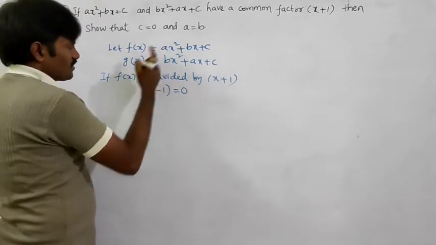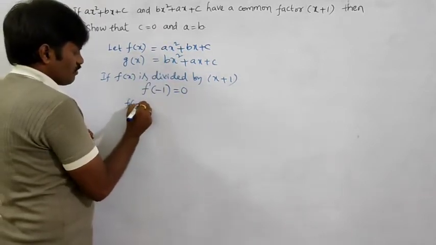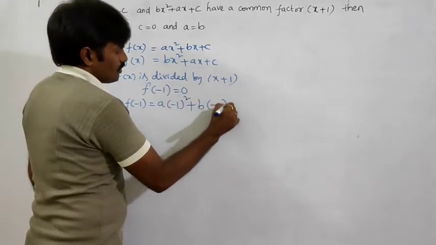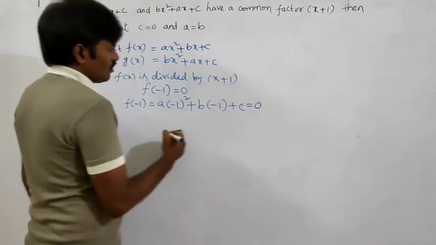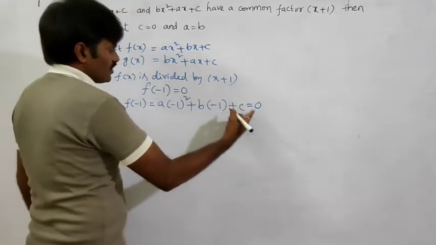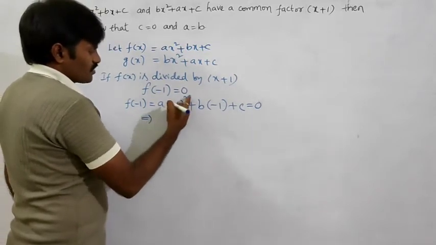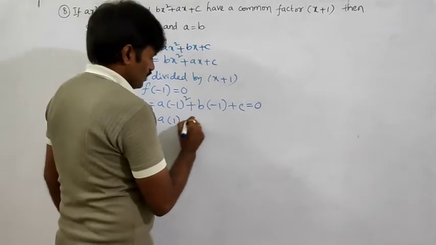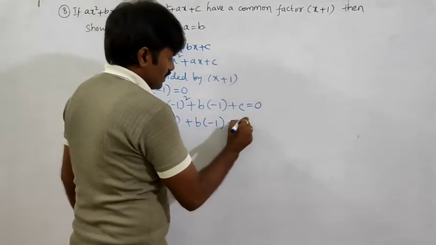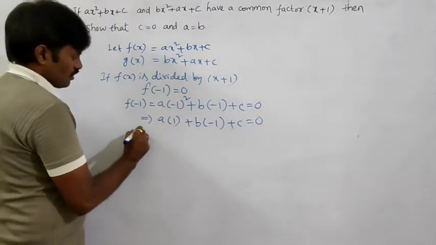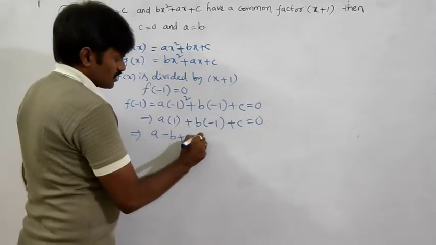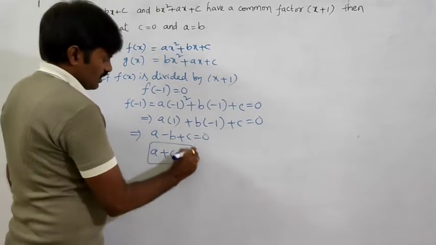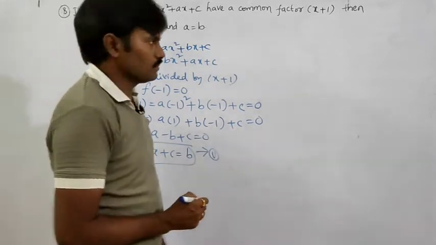Now put the x value minus 1 in the f of x, then f of minus 1 is equal to a into minus 1 whole square plus b into minus 1 plus c, that is equal to 0, because f of minus 1 value is 0. Minus 1 whole square value is plus 1, plus b into minus 1 plus c, that is equal to 0. So from here a minus b plus c is equal to 0. So here a plus c is equal to b. It is equation 1.